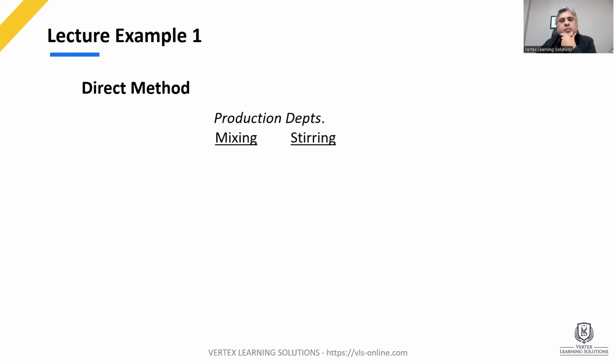So we have two production departments. One is mixing, one is stirring. And we have two service departments. One is stores, which is the warehouse, and another one is called canteen. So you've got two production departments and two service departments.